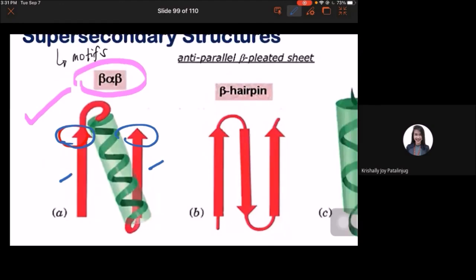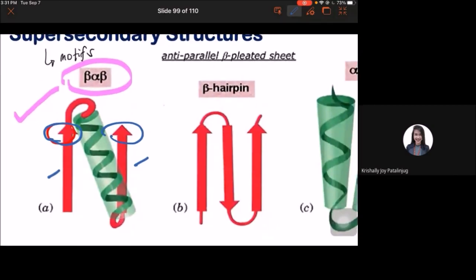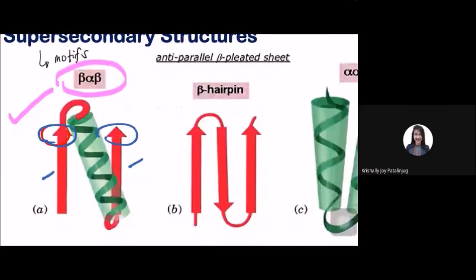For letter B, another example of super secondary structure, you have the beta hairpin. Bakit siya tinawag na beta hairpin? Yung mga biochemists, malawak yung imagination nila. So when they check the structure of a beta hairpin, it looks like a hairpin daw po. But me, personally, hindi ko alam kung may hairpin ba talaga na ganito. Para sa akin, mukha siyang paper clip, no? So, it's actually beta hairpin daw po. Yan naman yung structure niya.